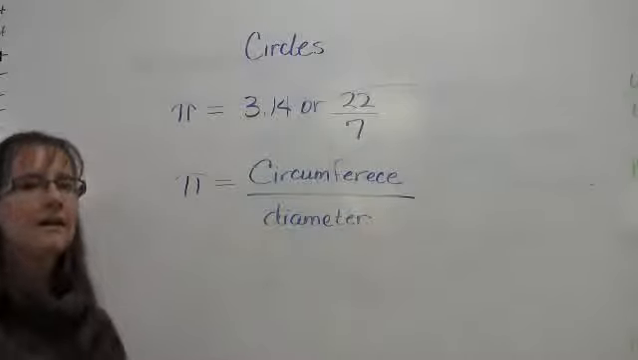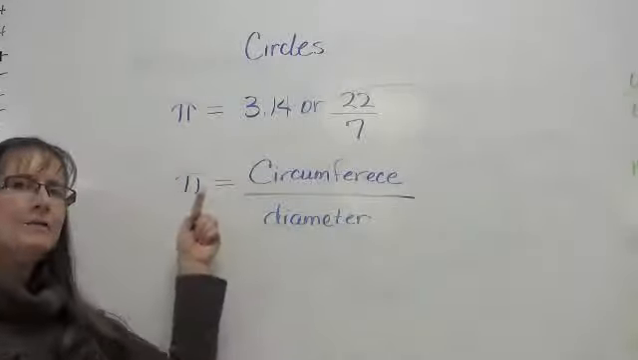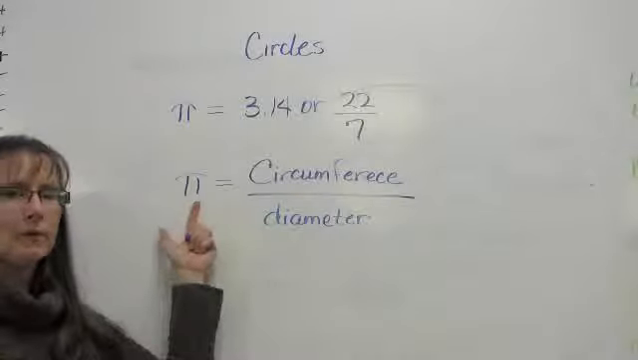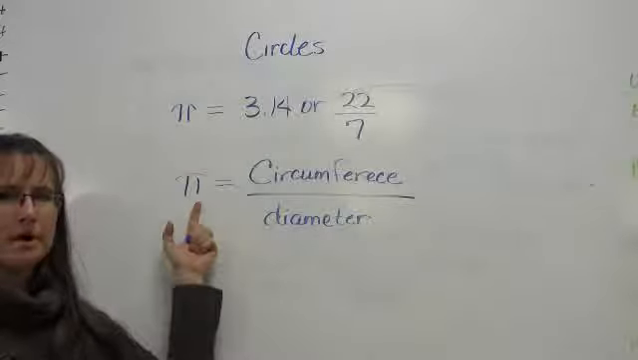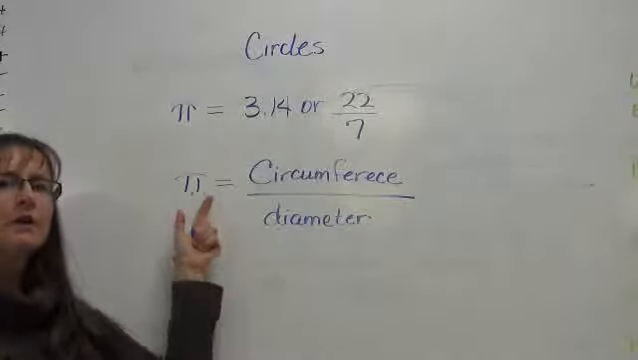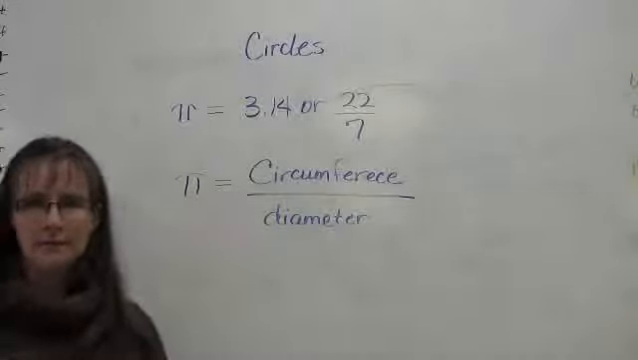That means if I divide the circumference of a circle by its diameter, I will get 3.14 every time. Of course, it's going to be a non-terminating, non-repeating decimal. We round it to 3.14 to make it easier to work with.